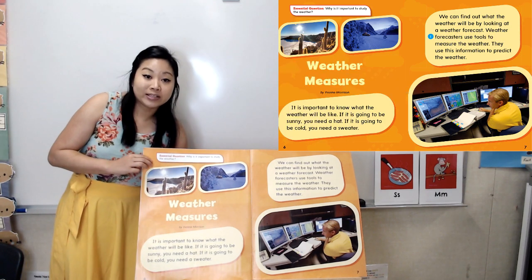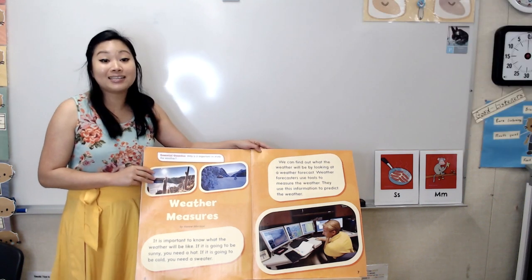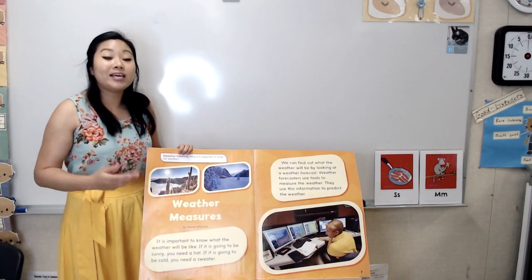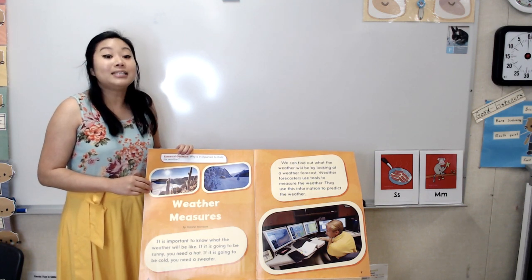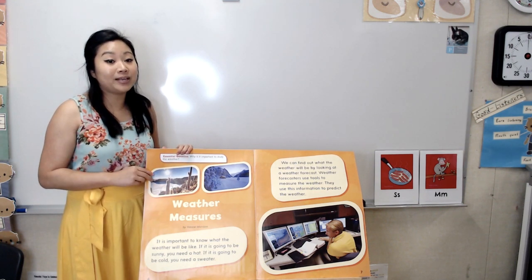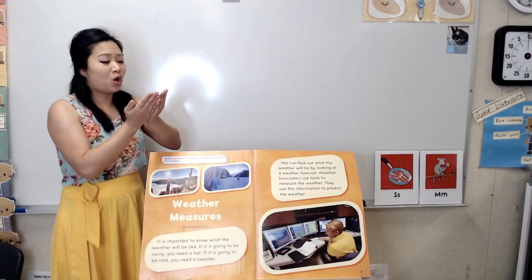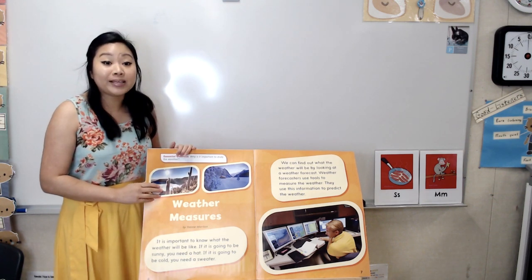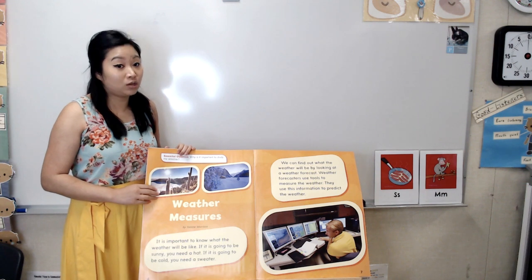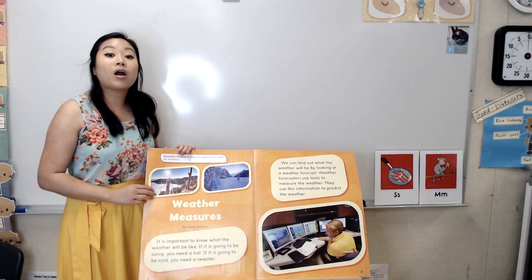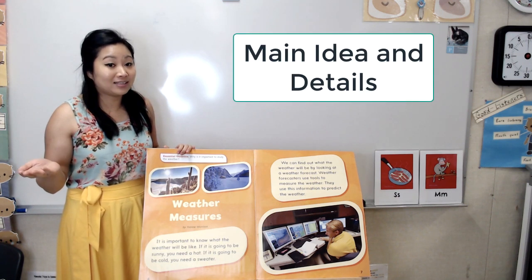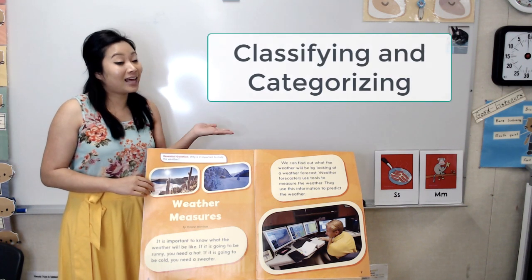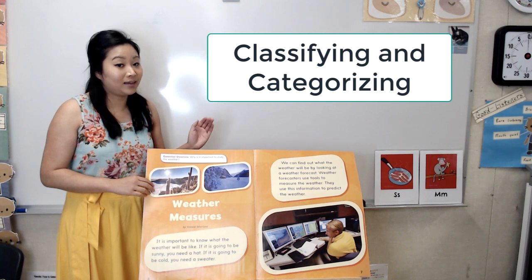Remember, the author writes the words, and this text doesn't have an illustrator because they used real photographs instead of drawings or illustrations. Since this is the second time we are reading this story, we will be doing a close read. That means we will be taking a closer look at our story. Our focuses this time will be the main idea and details, as well as classifying and categorizing.